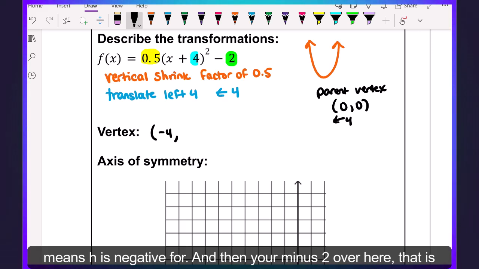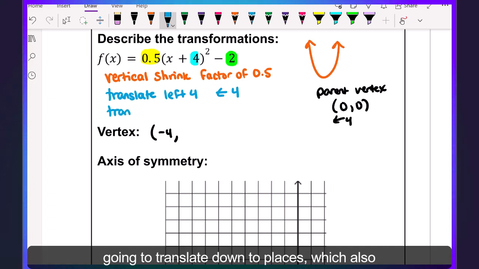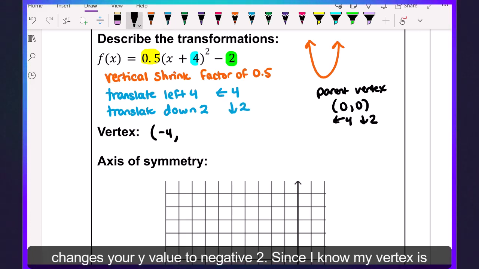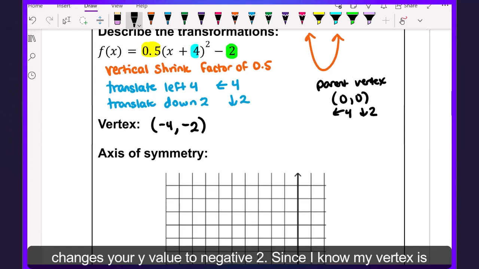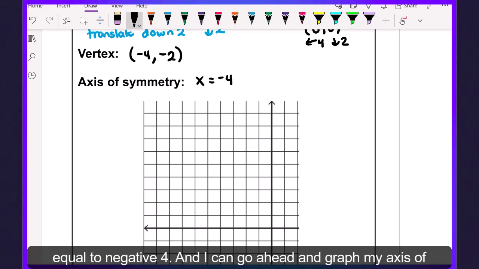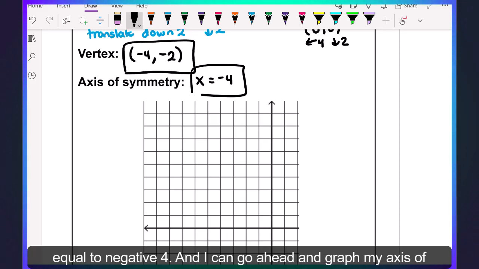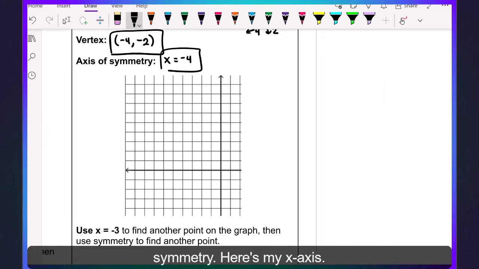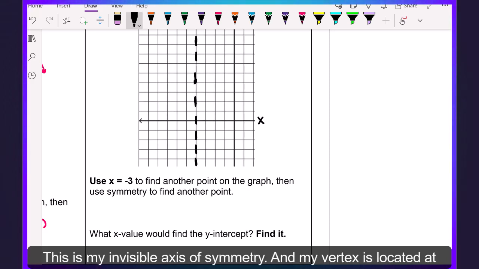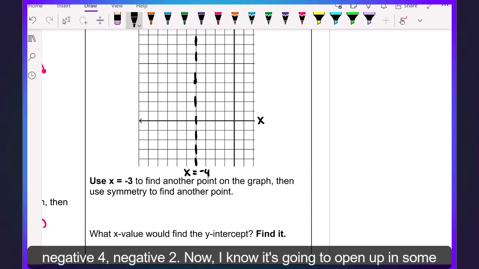And then your -2 over here, that is going to translate down 2 places, which also changes your y value to -2. Since I know my vertex is -4, -2, I automatically know the axis of symmetry is equal to -4. And I can go ahead and graph my axis of symmetry. Here's my x-axis. I'm going to find -4. This is my invisible axis of symmetry. And my vertex is located at -4, -2.